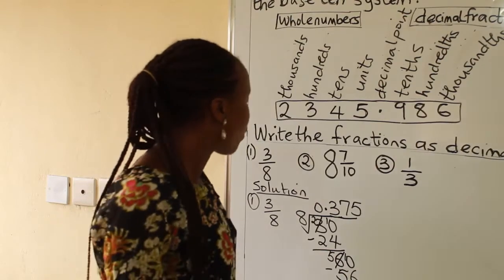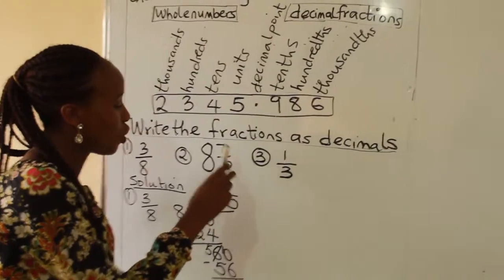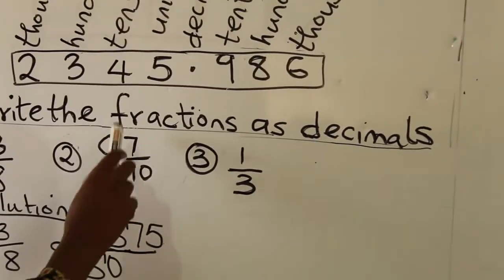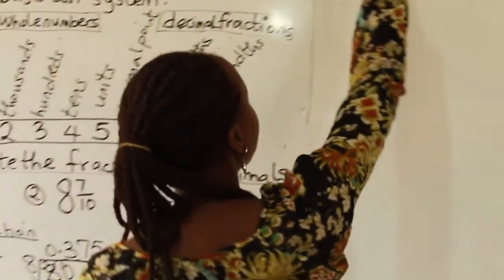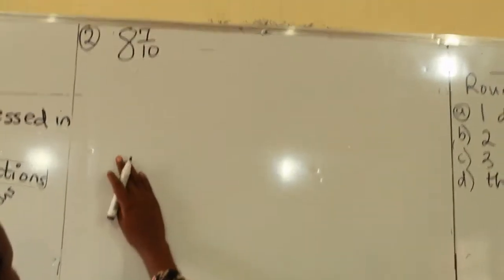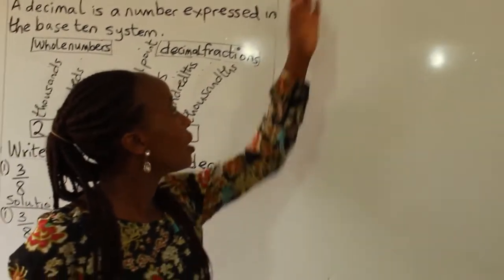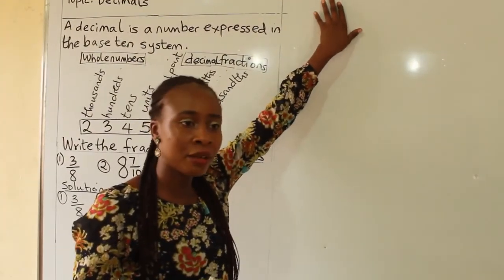Alright, question number 2 is 8 whole number 7 over 10. We will be writing 8 whole number 7 over 10 as a decimal. Okay, 8 whole number 7 over 10. There are 2 methods to changing 8 whole number 7 over 10 to a decimal.